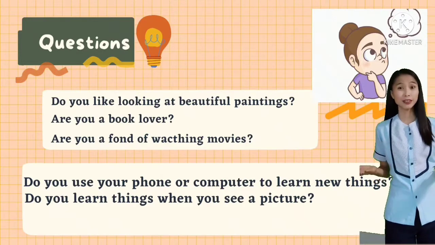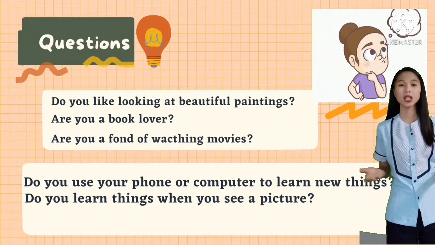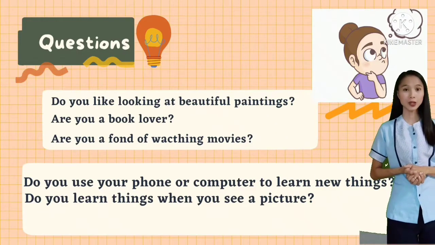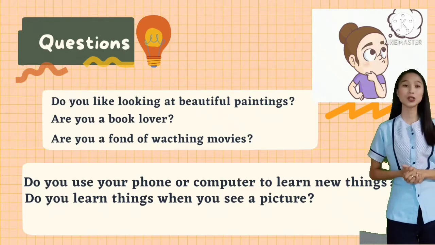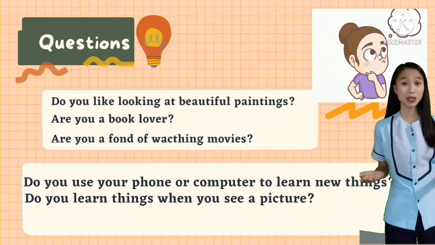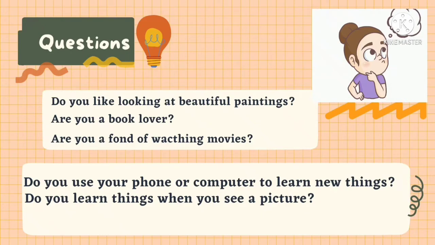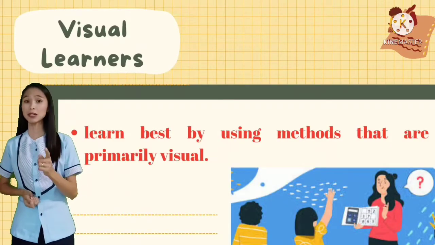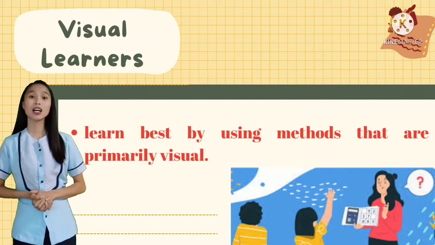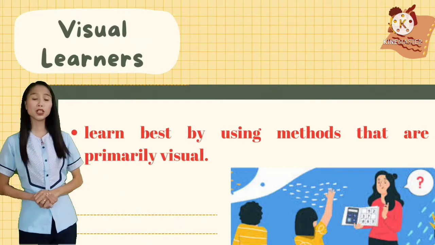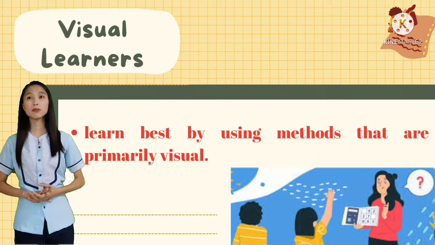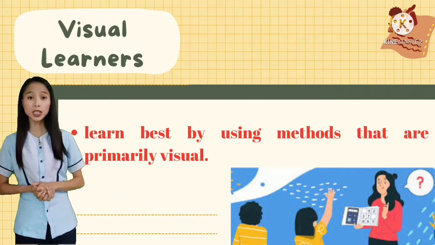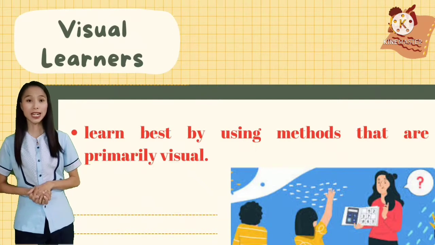Are you fond of watching movies? Do you use your phone or computer to learn new things? Or do you learn new things when you see a picture? If yes is your answer, that means you are a visual learner. A visual learner learns best by using methods that are primarily visual. They like to see what they are learning.